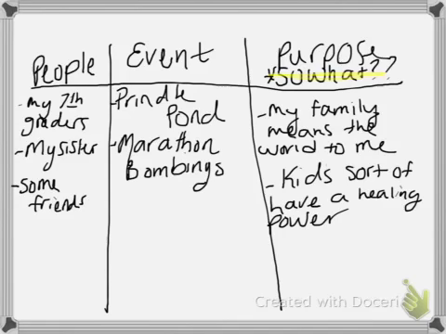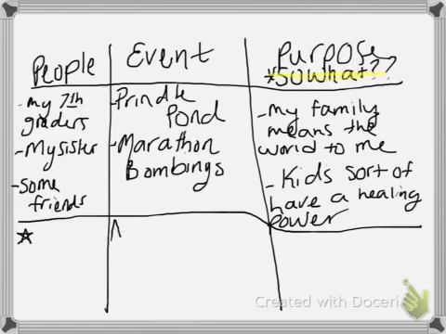So I want you to draw the same chart in your writer's notebook, and you can write this example for yourself if you want to, but I also want you to jot down some notes about what your story is. So who are the people in your story? What happened in your story? And then the third and perhaps most important, what did you learn? The so what. So what?